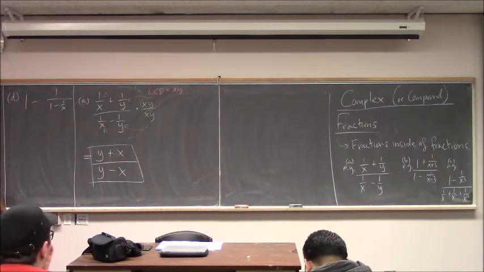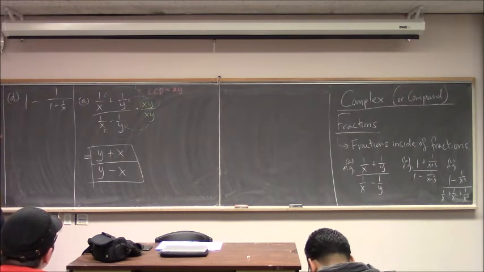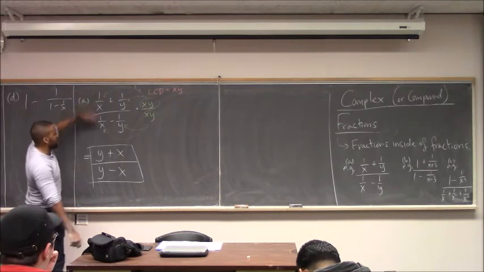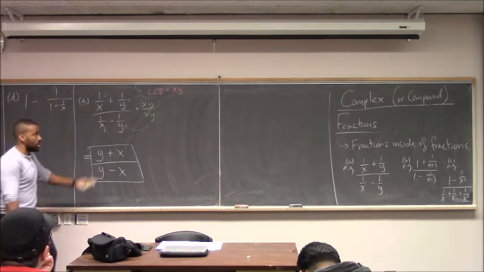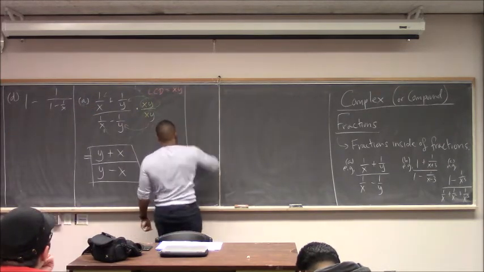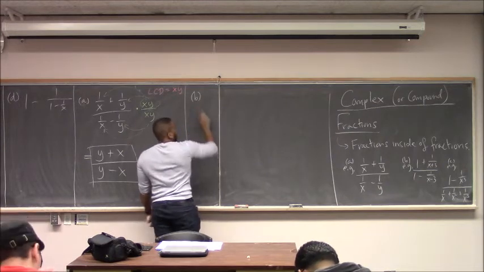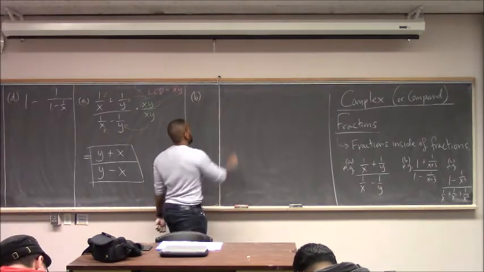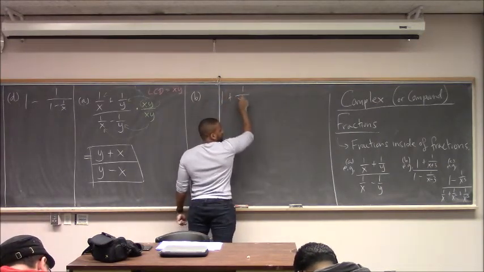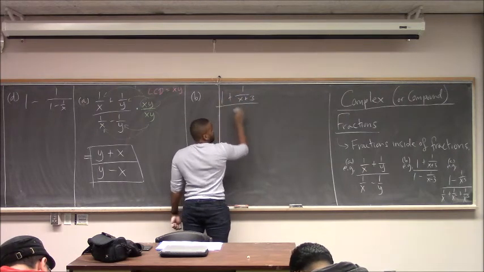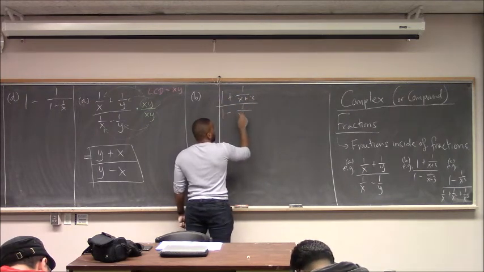So it's still a fraction, but it's not a complex fraction anymore, it's just a regular fraction. All right, so before I had fractions inside of a fraction, now I just have a much simpler fraction. And sometimes that can make all the difference in the world. So 1 plus 1 over x plus 3 over 1 minus 1 over x minus 3.